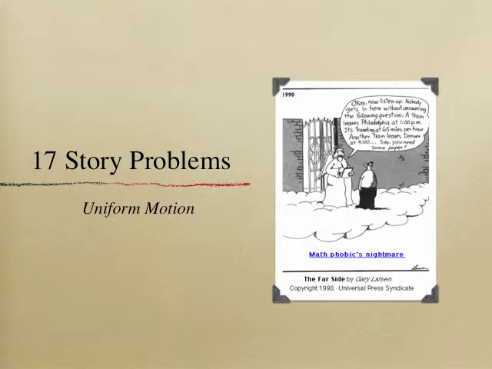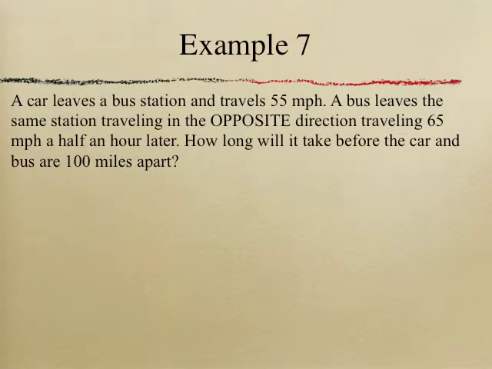All right, this next example, example number 7, is also going to be very, very similar to one that you've already seen. A car leaves the bus station, a bus leaves the same station. This time it's going in the opposite direction. How long will it take before the car and the bus are 100 miles apart?